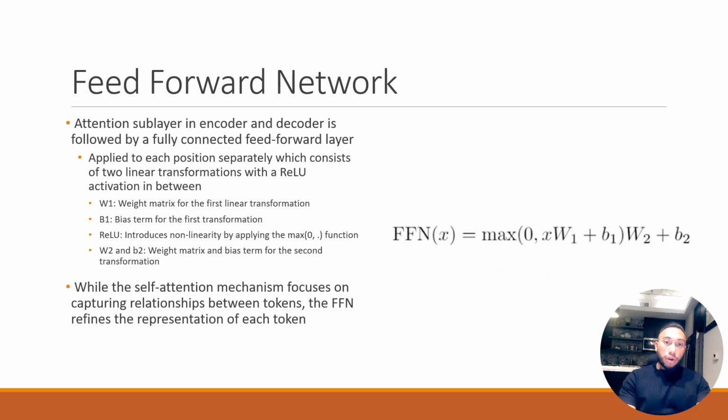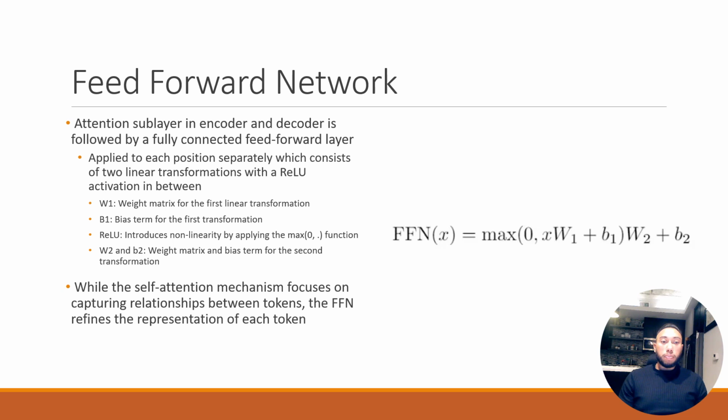Next, we have the feed-forward network. And so this is an attention sublayer in encoder and decoder that is followed by a fully connected feed-forward layer. So the attention layer is within the encoder and the decoder, and then it goes into the feed-forward network. What happens is it's applied to each position separately, which consists of two linear transformations with a ReLU activation in between. And we can see again that formula on the right-hand side.